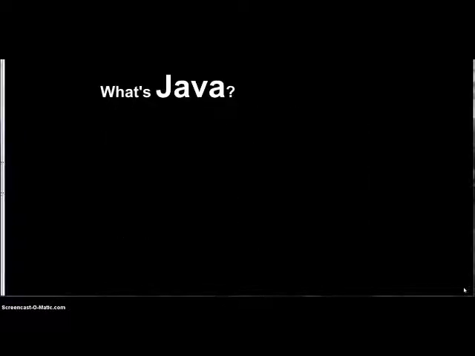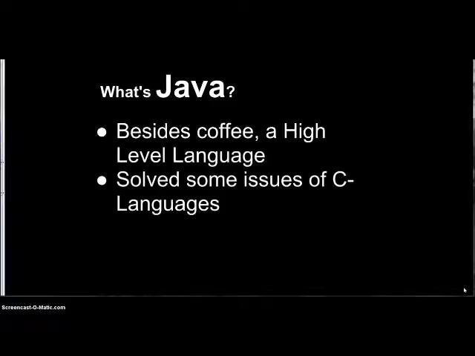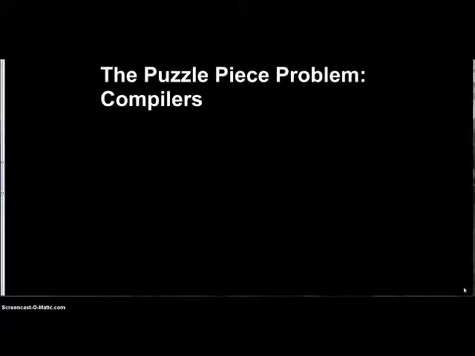Okay. So now, kind of the big question. Java. What's Java? It's a programming language that we use in the Issaquah Robotics Society. Okay? And basically what happened is Java came out in the late 90s and solved some issues of C-based languages. And if you don't know, C is one of the first computer programming languages that came out. Okay? So it has some issues.